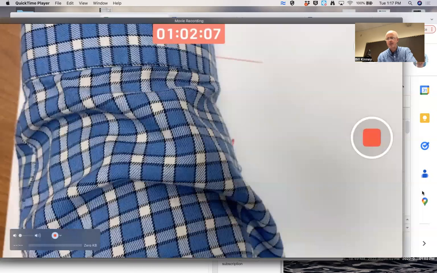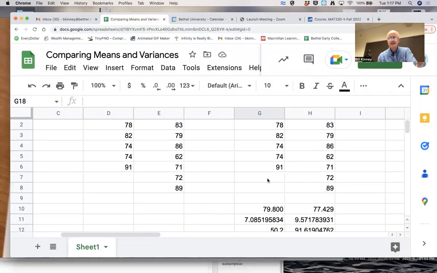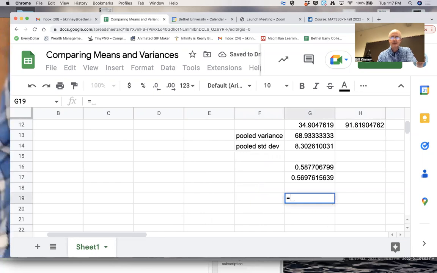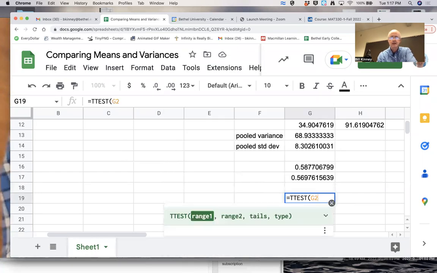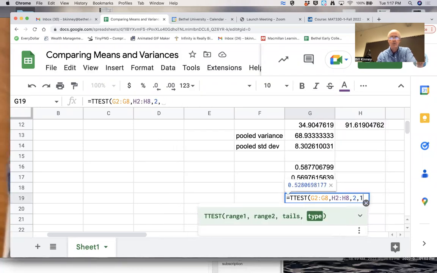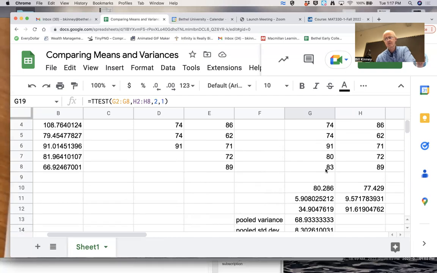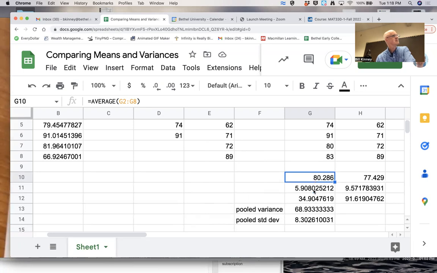If I made them the same sample size, does t-test work? It should, I hope. Let's just make these the same sample size. To add some more data here, 80 and 83. Let's see if equals t-test does it if they're the same sample size. Two-tailed, 1 for pooling. Okay, that's supposed to be a p-value. It's a little smaller. This mean got a bit bigger. That's why it ended up being a little smaller. Okay.